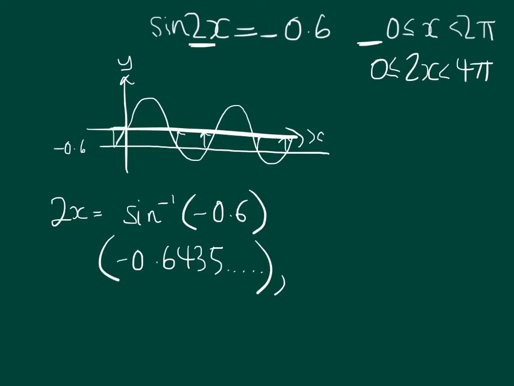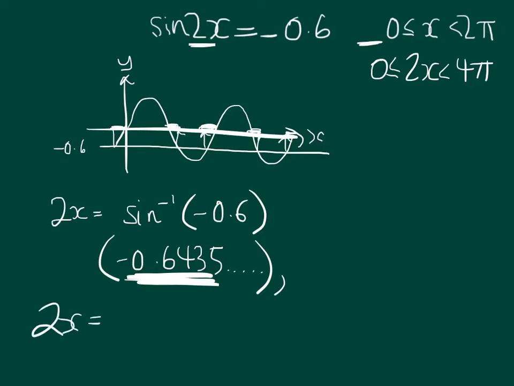So this distance, this minus 0.6435, that is how long that is, 0.6435. So this distance here is also going to be 0.6435, and this distance here is 0.6435, and this distance here is 0.6435. So we can find all our values for 2x.